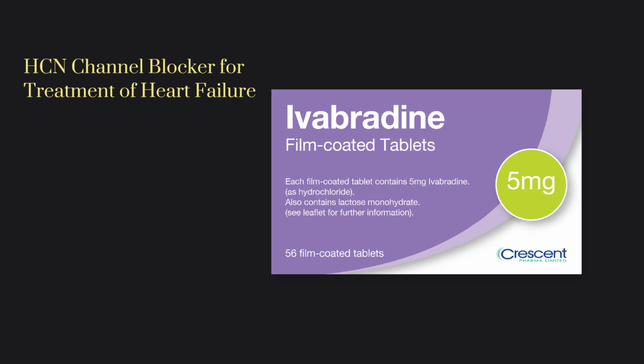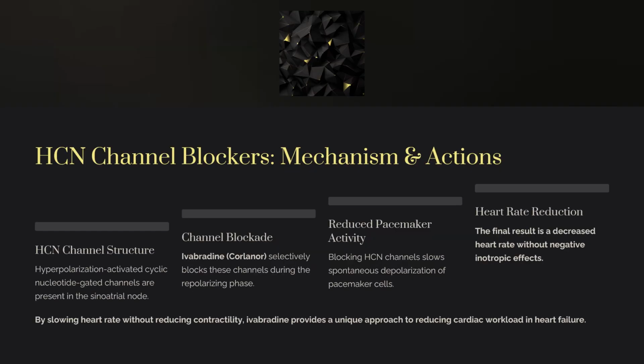Okay. Next, we're moving to HCN channel blockers. Ivabradine is the drug that we are going to talk about here. These work by slowing the heart rate without reducing the contractility. So the heart is contracting the way that it has been. It's just slowing it down, allowing it to not be overloaded. So it is impacting cardiac workload.